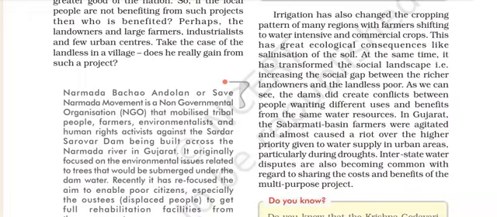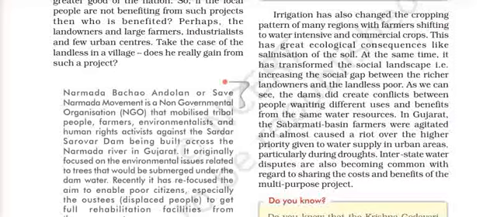Irrigation has also changed the cropping pattern of many regions, with farmers shifting to water intensive and commercial crops. This has great ecological consequences like salinization of the soil. At the same time, it has transformed the social landscape, that is, increasing the social gap between the richer landowners and the landless poor. As we can see, the dams did create conflicts between people wanting different uses and benefits from the same water resources.